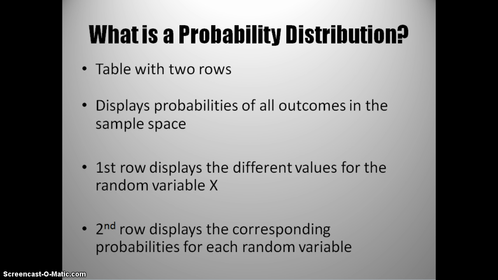So let's start with what a probability distribution is. The format will be a table with 2 rows, and it displays the probabilities of all outcomes in the sample space. The first row will display the different values for the random variable X, and then the second row will display the corresponding probability for each value.